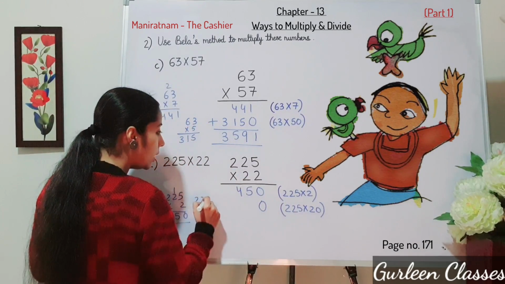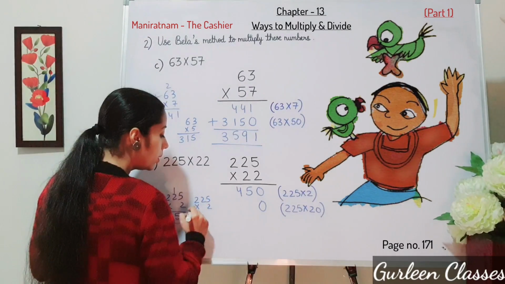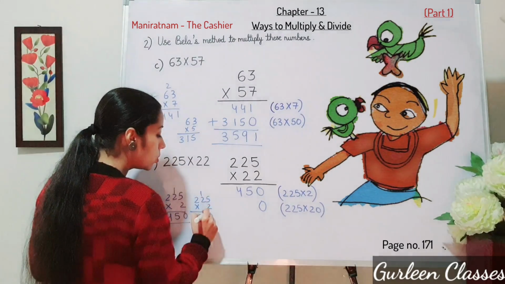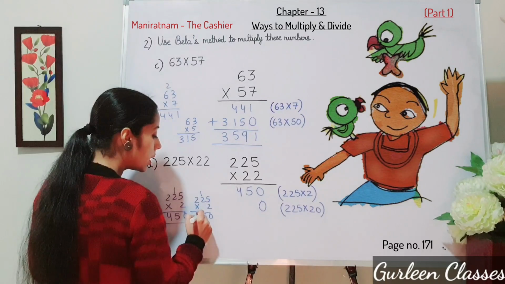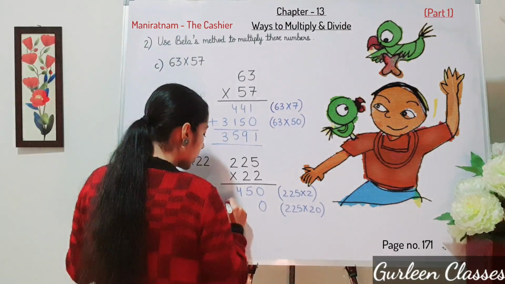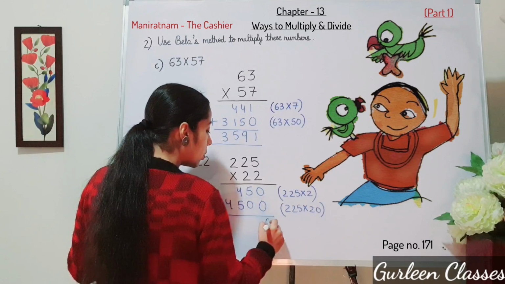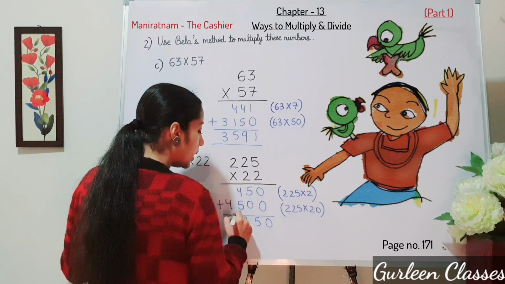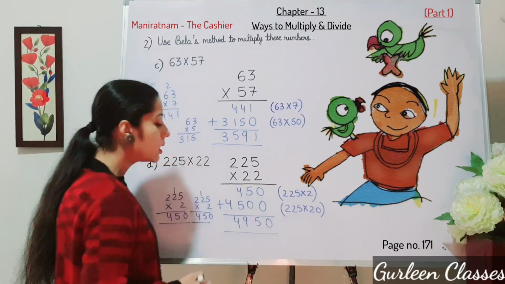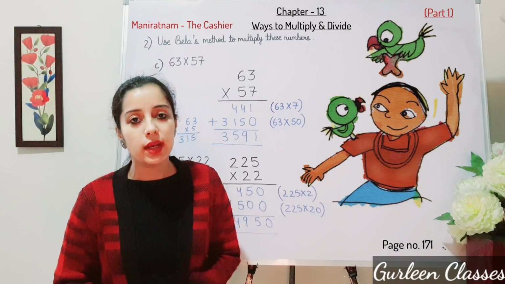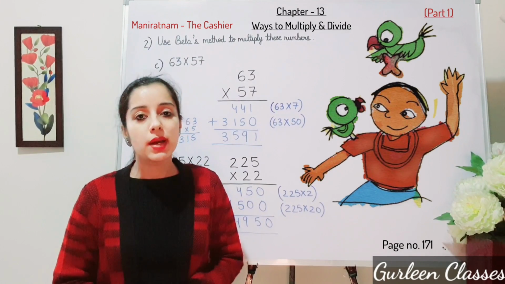So again 225 into 2. 5 2s are 10, 2 2s are 4, 5 and 2 2s are 4. Again it will come 450. So now add 0, 5, 9 and 4. So the answer is 4950. So I hope students, Bella's method is clear.